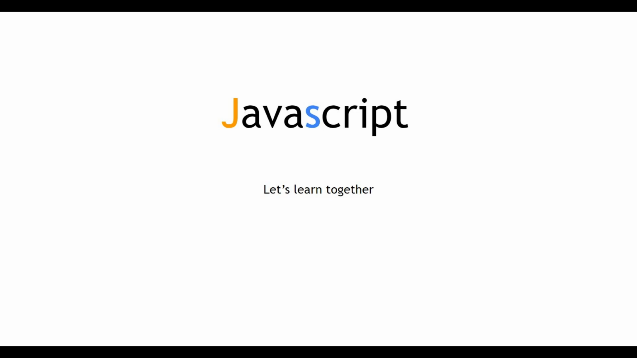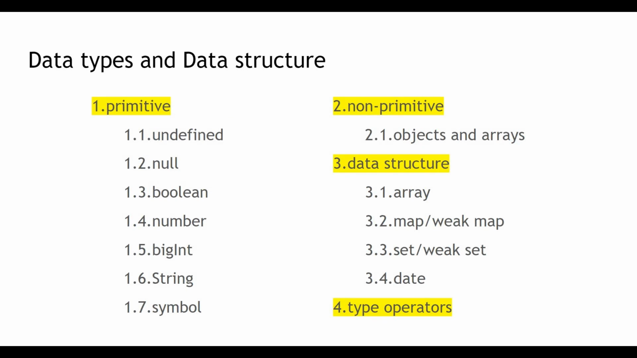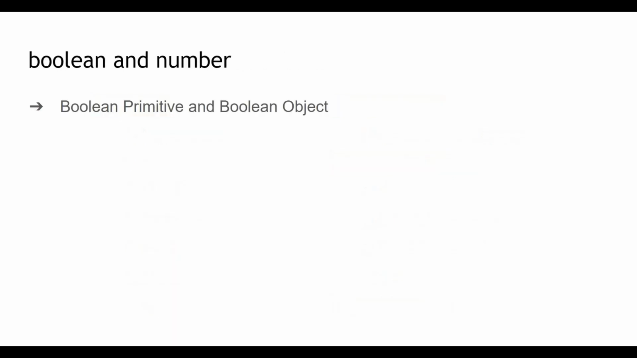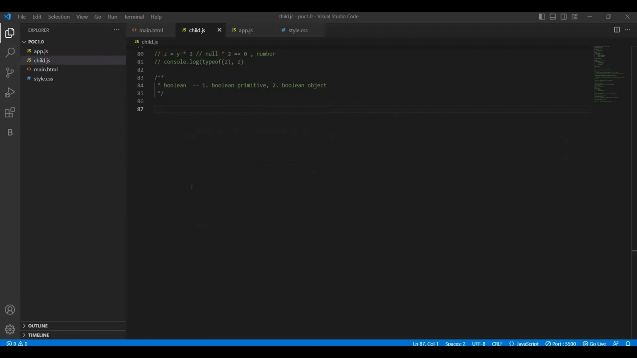As part of learning JavaScript, we are discussing data types. In the previous video, we discussed undefined and null. Today we'll discuss Boolean and number data types. In the Boolean data type, we have Boolean primitive and Boolean object. So let's jump into the code.